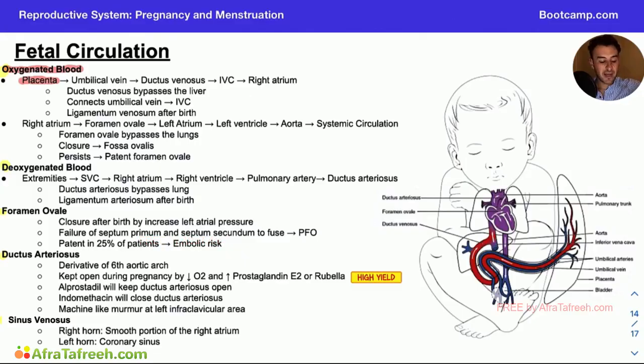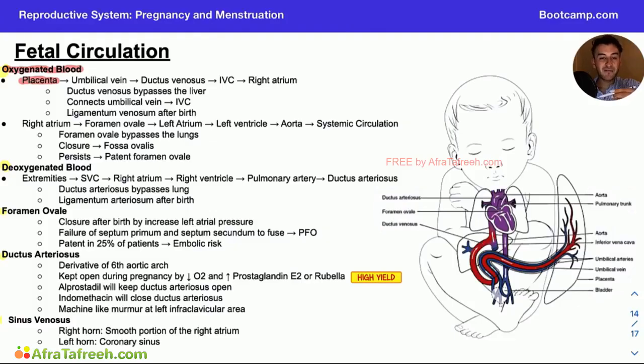So let's talk about how our oxygenated blood from the placenta is going to come through the placenta and how it goes into baby. If we look over here at our diagram, we're going to see that our placenta is here. And then here we have our umbilical vein in red, and it's basically going to come in here, and then it's going to bypass the liver right here, and this is called the ductus venosus. And then once we get past the ductus venosus, we're going to join with the inferior vena cava, and the inferior vena cava is going to come up here into the right atrium.